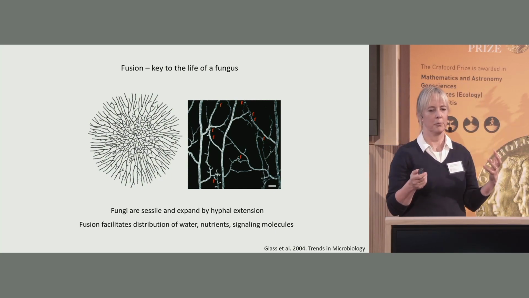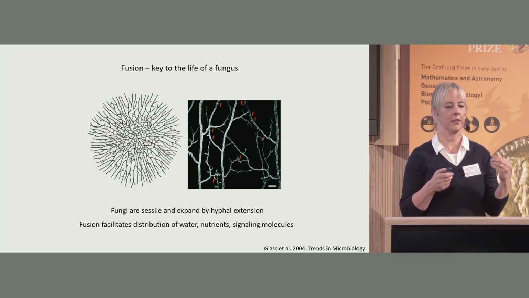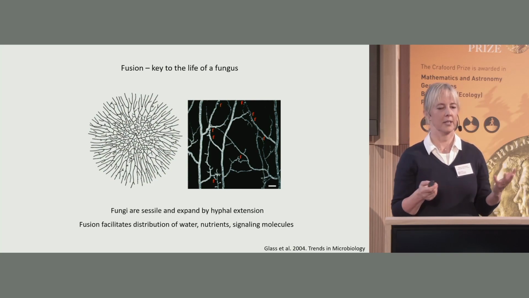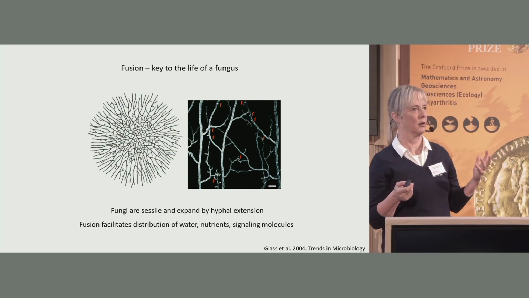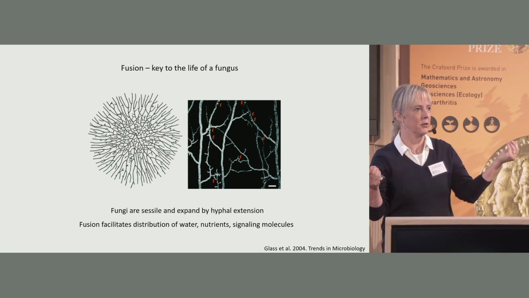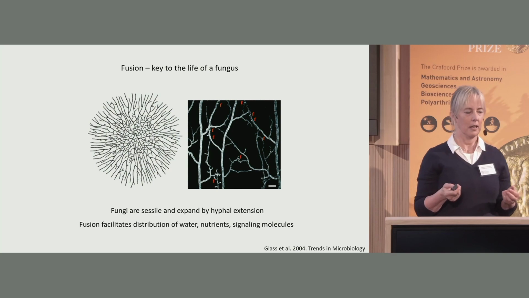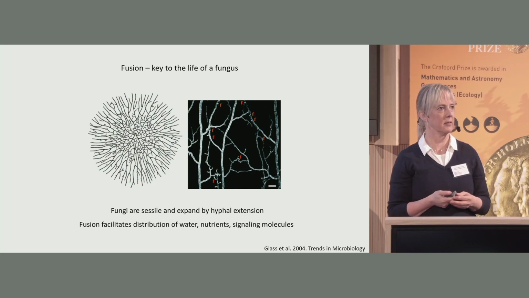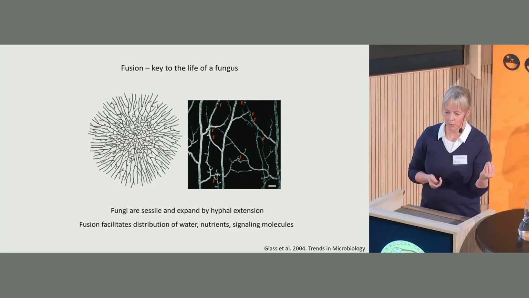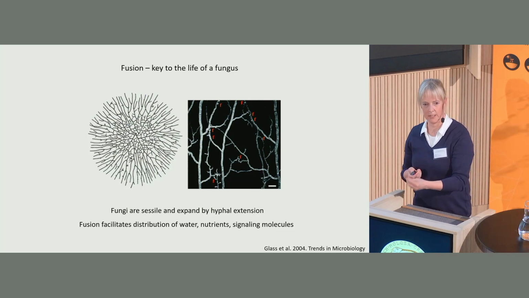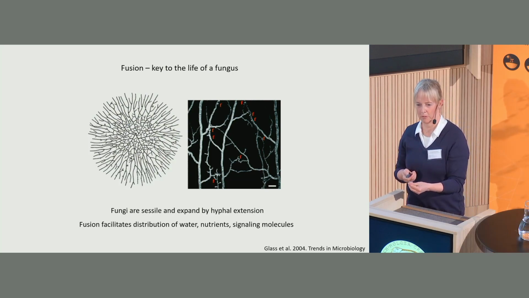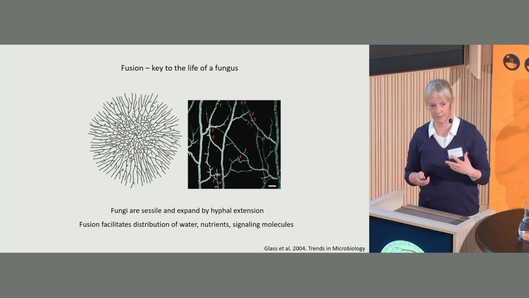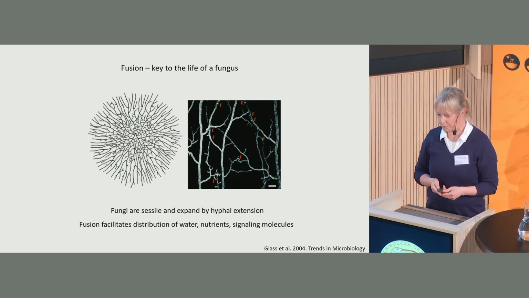They are sessile, they don't move, and they expand by hyphal extension, but then the fusion of neighboring hyphae facilitates distribution of water, nutrients, and signaling molecules, and there are plenty of studies showing how advantageous fusion is. If you use a mutant in Neurospora crassa, where all mutants of all genes exist, as it's a model species, you can do experiments to test how fitness gets very reduced when the fungus is not able to fuse, because fusion allows the cytoplasmic mixing needed for the fungus to act as one individual.